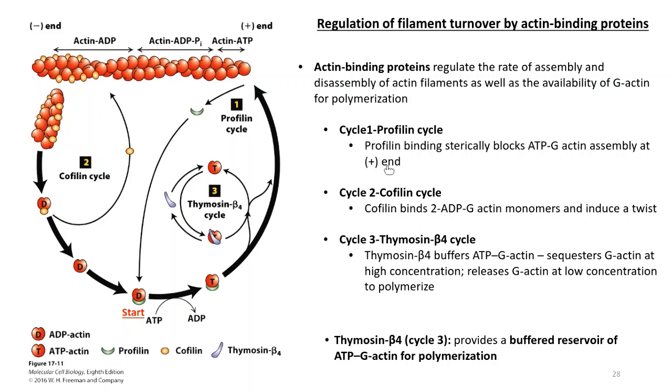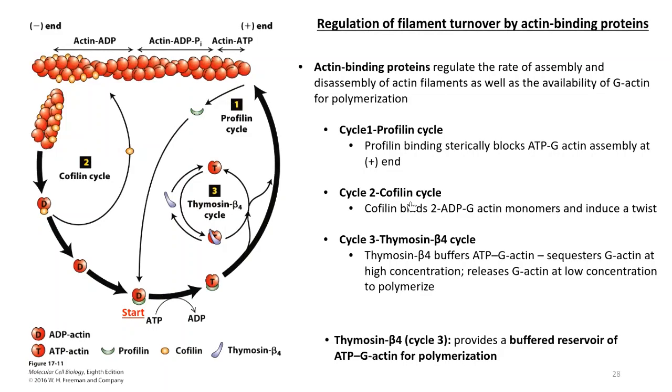It doesn't completely block it because we do see some addition from the negative end also, but it is much lower, and its steric hindrance basically creates that lower rate of assembly. Okay, the second cycle, and once the unit gets added at the plus end, the profilin gets detached and goes into recycling mode. The second is the cofilin cycle.